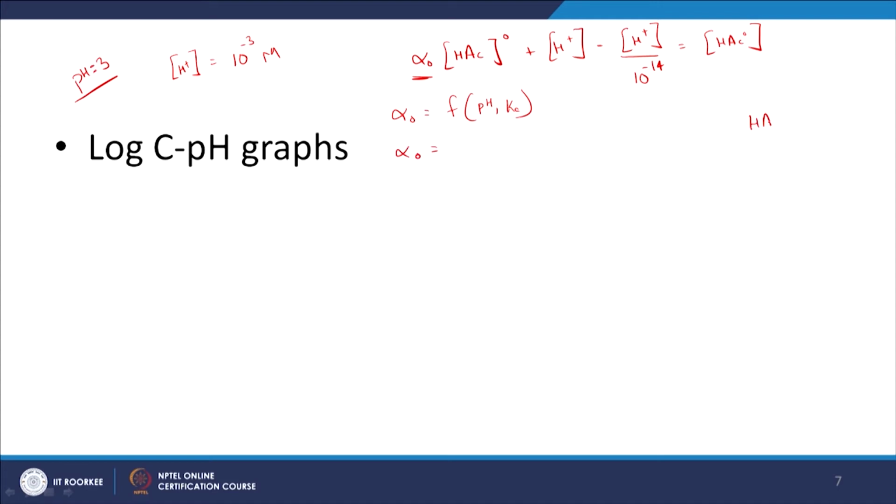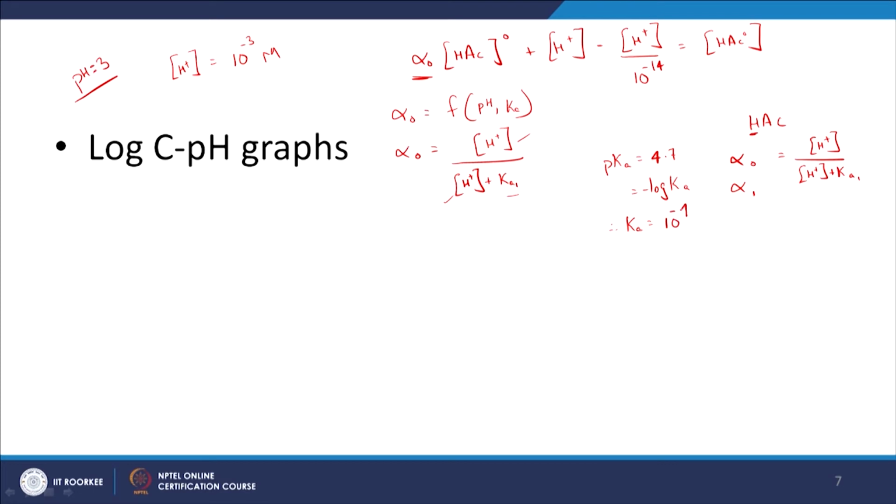So HAC is a monoprotic acid. So you have two ionization fractions, alpha naught and alpha 1, and we know that alpha naught is equal to the concentration of H plus divided by the concentration of H plus plus Ka. So you have the numerator H plus, and you know Ka, because the pKa of your acetic acid is 4.7, which is equal to minus log Ka. Therefore Ka is going to be equal to 10 to the power of minus 4.7.